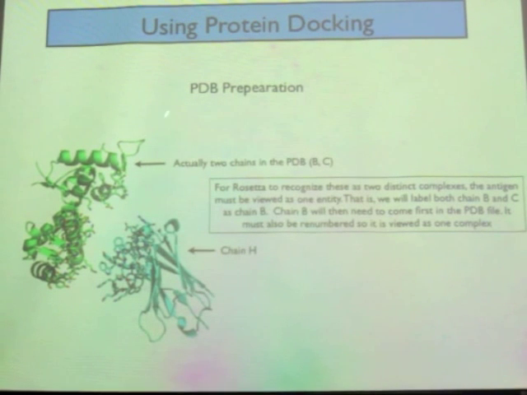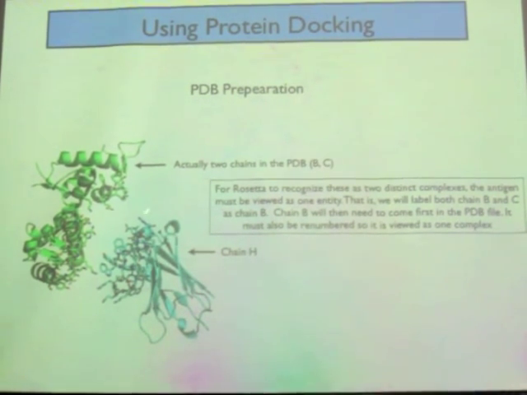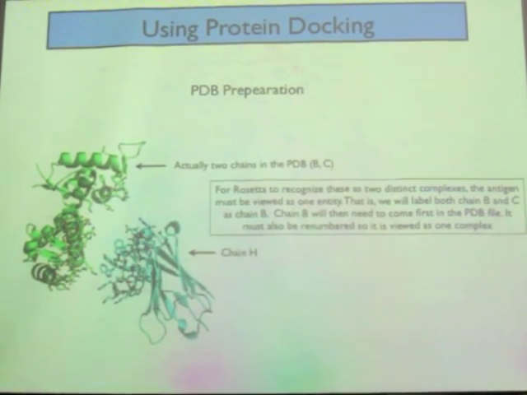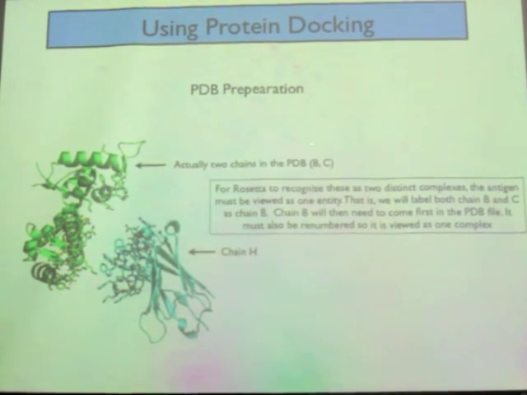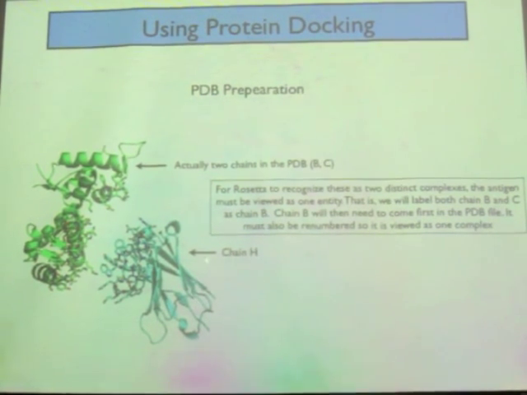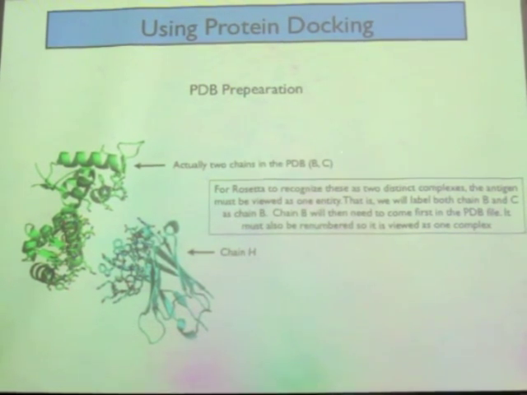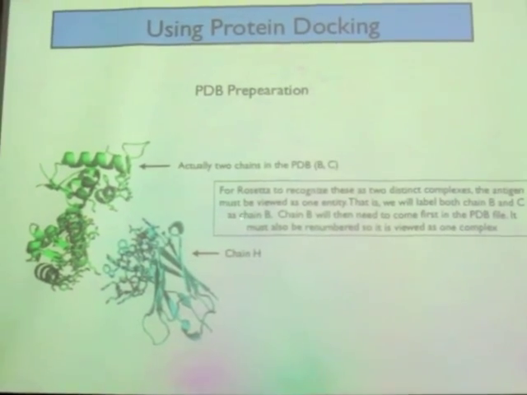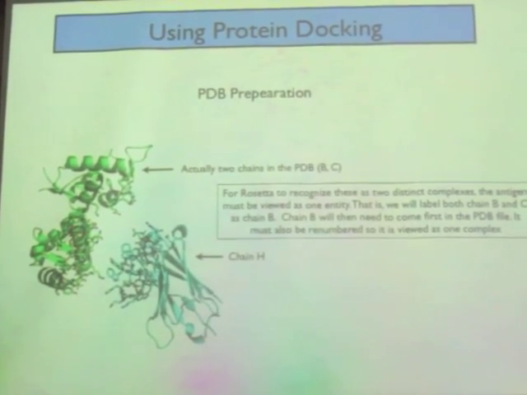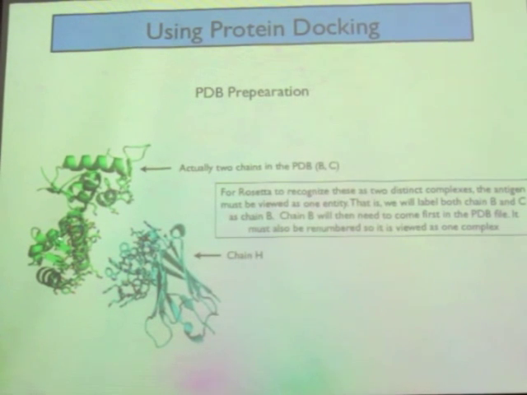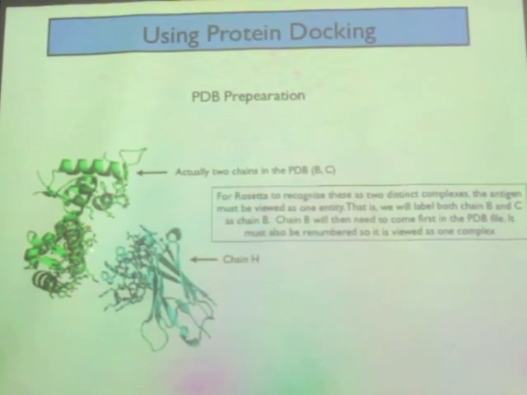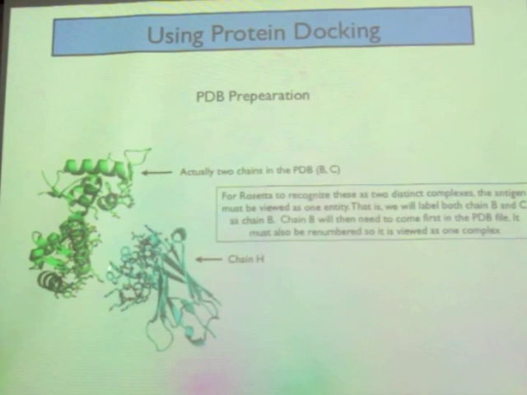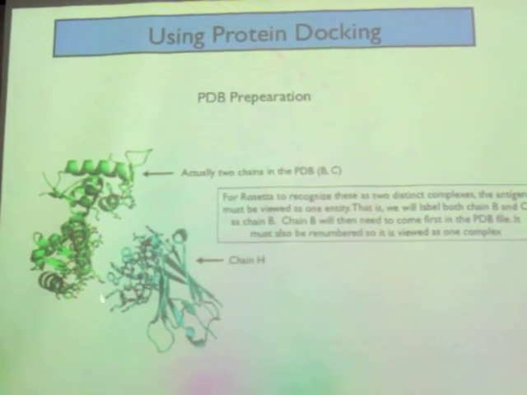So in the PDB preparation, this is important. This is actually two chains in the PDB called PDB chains B and C, and this is chain H. For this to be viewed as one entity, we have to change it so the chain IDs will be the same. So we take B and C and label them as chain B. This doesn't hurt, since Rosetta terminates after it sees the chain, and then it can view this as one entity and this as one entity.